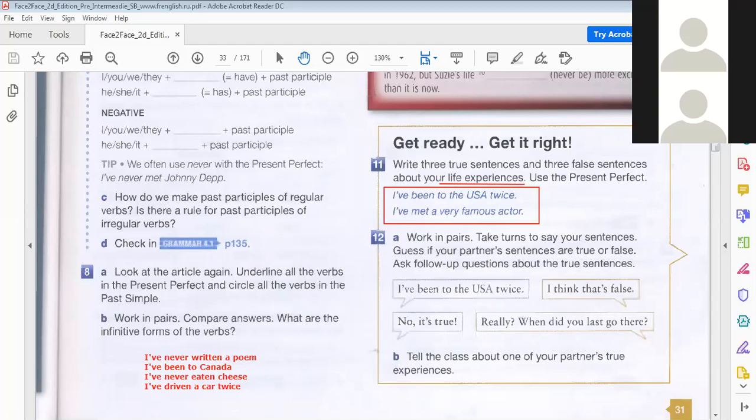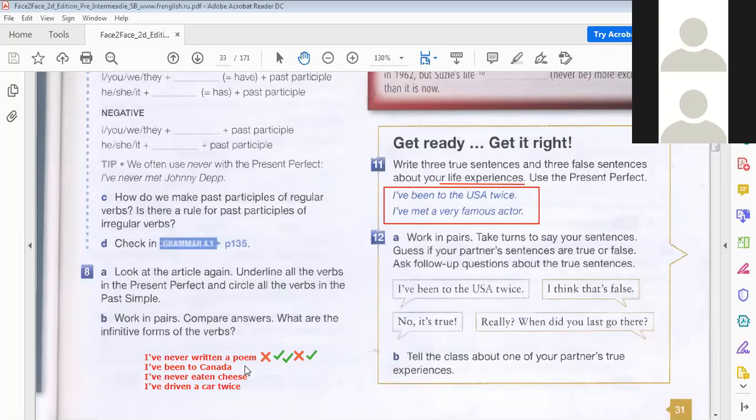Number 1: false. I think true. Rashid thinks it's true, and Selma thinks it's false. Selma thinks it's true. I think true. Also Noha thinks it's true. I think it's false. You think it's false? Okay. I think it's true. You think it's true? She's never written a poem. Yes.